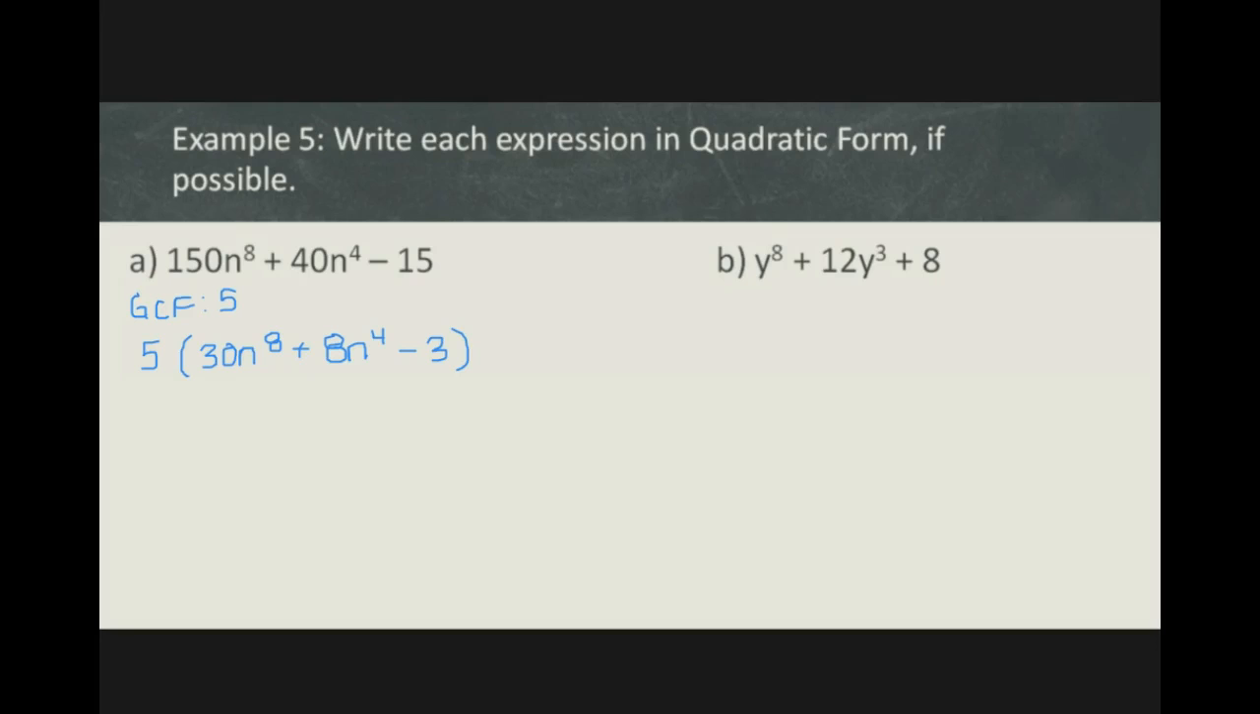So now, anytime you have something to the 8th and to the 4th, they're 4 or 2 times each other from the middle to the end, so you can rewrite it as a quadratic. So we're going to say that u is equal to n to the 4th, so you pick the middle term, and this now becomes 5 times 30u squared, since if u is n to the 4th, to get to the 8th I would square u, plus 8u, minus 3.